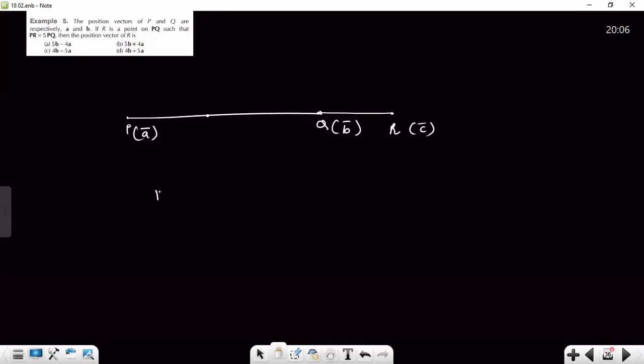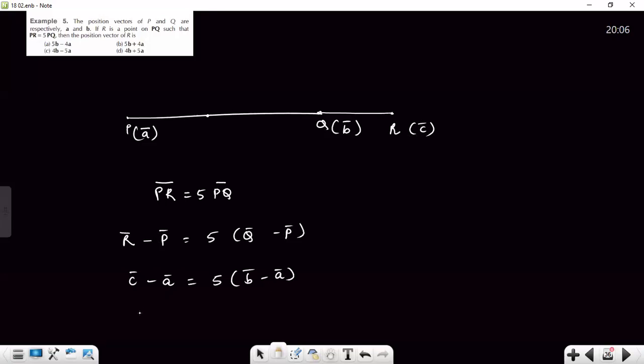What is given? PR vector is equal to 5 times PQ vector. So how do we find the position vectors? By subtracting. What is R vector minus P? C vector minus A vector is equal to 5 times B vector minus A vector. Sorry, C vector minus A vector is equal to 5 B vector minus 5 A vector.